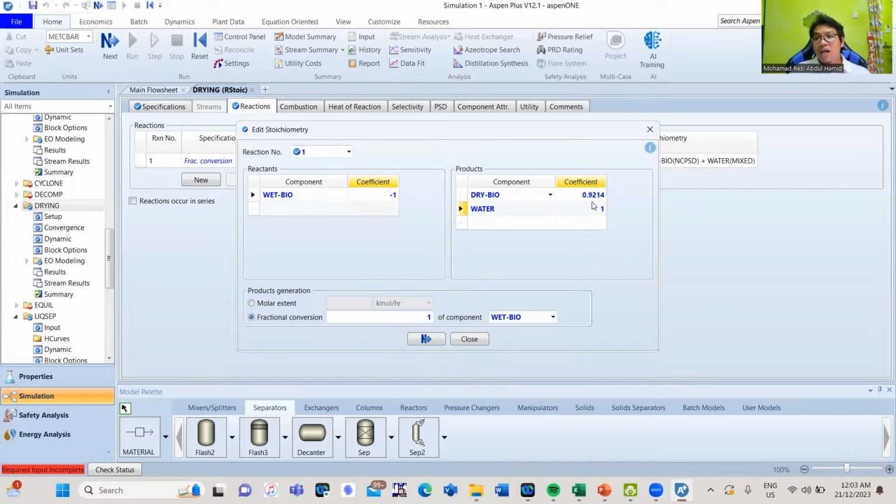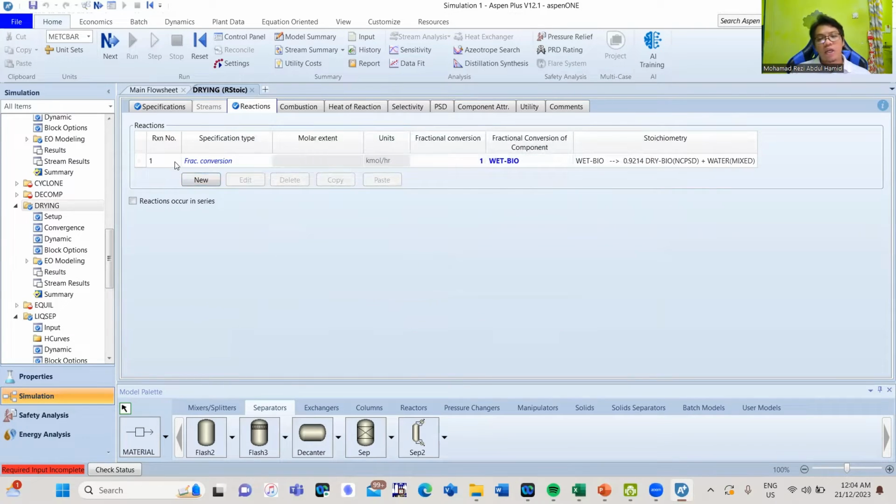Now, for water, I'm just gonna assume 1 first. Later you will see why you will get error. I will show how to make the correction. So you do 1. Hit next.